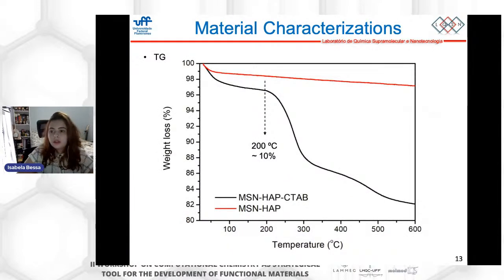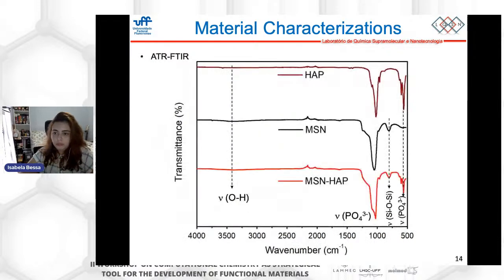So starting with thermogravimetric analysis, we can observe that the material before calcination, the black curve, has a 10% weight loss around 200 degrees due to the surfactant inside the pores. And after calcination, the red curve, we can see the material maintains its weight, so it's very stable.